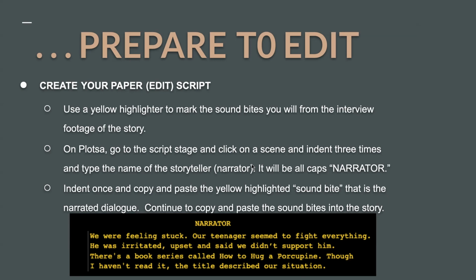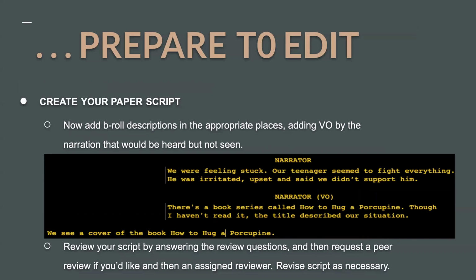In your case, indent once and copy and paste the yellow highlighted sound bite that is the narrative dialogue. Continue to copy and paste the sound bites into the story. It's helpful if those are in order. Now you can add B-roll descriptions in the appropriate places by adding a VO by the narration that would be heard but not seen. B-roll is video of what the narrator is talking about. It is used to polish the story and adds interest.